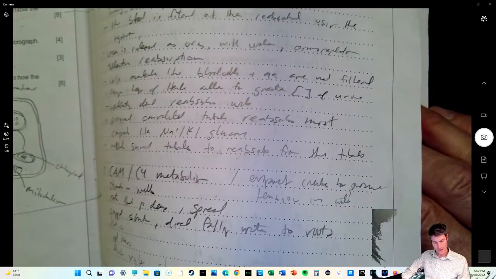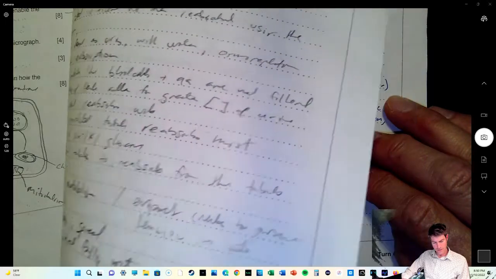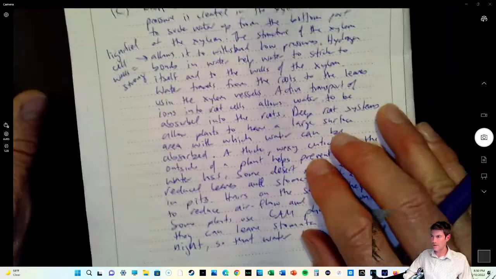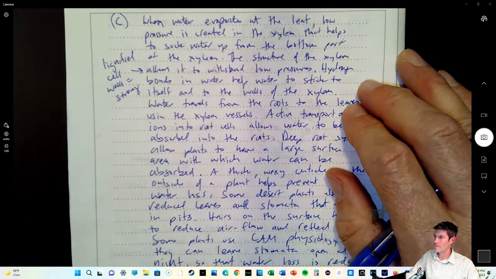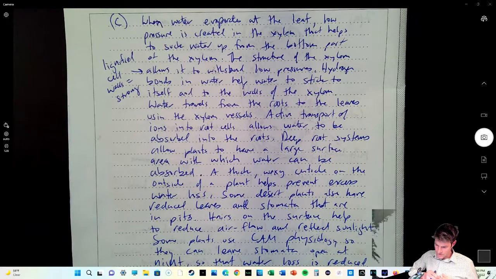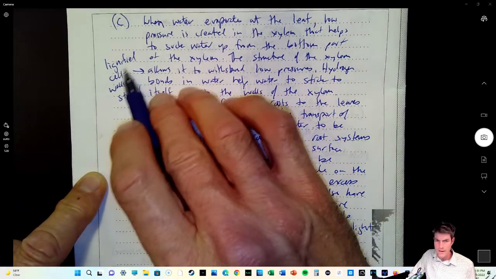And the last one, hot, dry conditions, plants losing water. How does the plant replace this water? So this would be like your exam. I think I gave this exam question to you on the topic 9 exam. So the water evaporates from the leaf. Pressure is created in the xylem that helps to suck water up from the bottom part of the xylem, and the structure itself allows it to withstand low pressures.